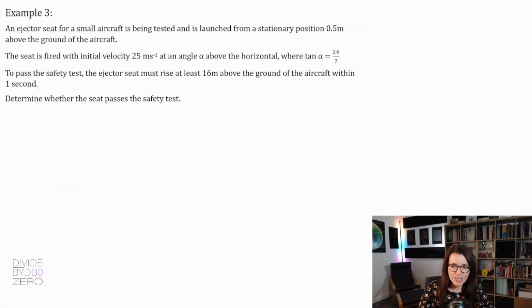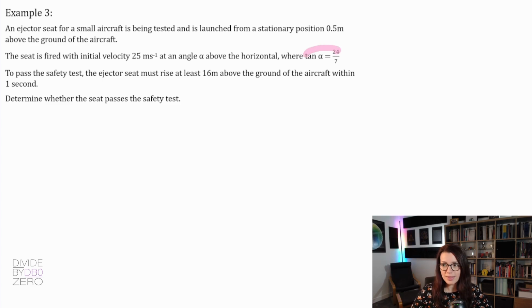Example 3. An ejector seat for a small aircraft is being tested and is launched from a stationary position 0.5 meters above the ground of the aircraft. The seat is fired with initial velocity 25 meters per second at an angle alpha above the horizontal, where tan alpha is 24 over 7. To pass the safety test, the ejector seat must rise at least 16 meters above the ground of the aircraft within 1 second. Determine whether the seat passes the safety test.